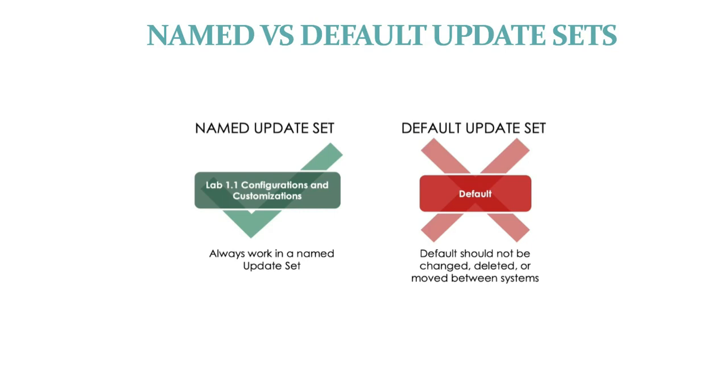Because the default update set generally captures the data which is not required to move to further instances like test or prod. So the default update set is not at all recommended to close or move to test or prod instance.